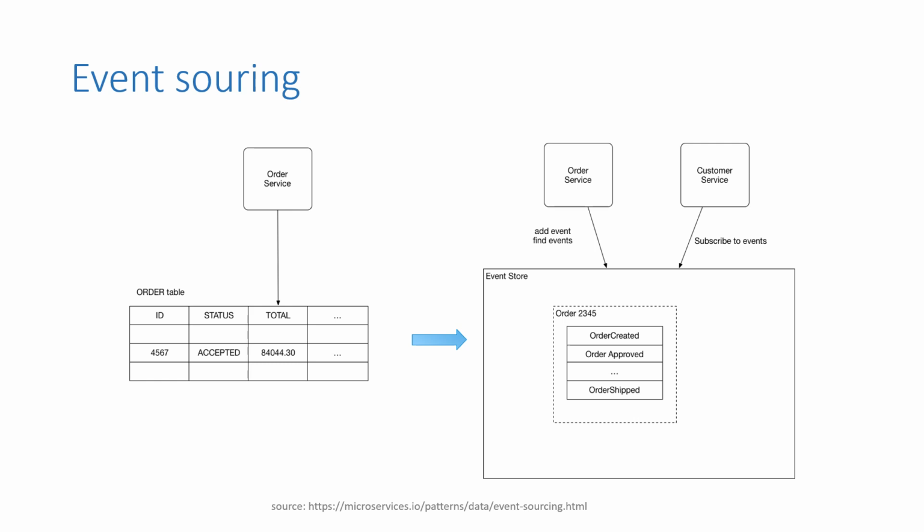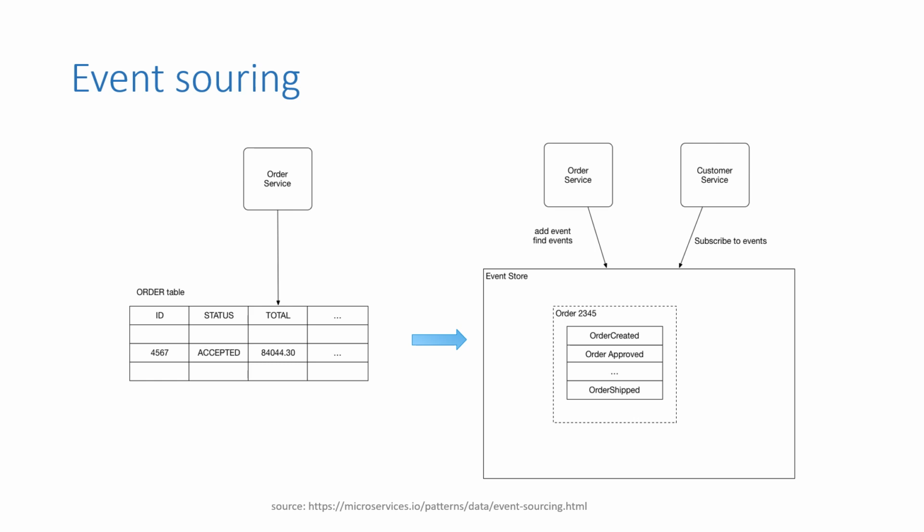It is also possible to persist the state of a business entity, such as an order or customer, as a sequence of state-changing events. So either the order service can have an order table in which each row is a unique order, and it updates the same order as the order state changes, or it can store events. Whenever the state of a business entity changes, a new event is appended to the list of events. The application persists events in an event store, which is a database of events.